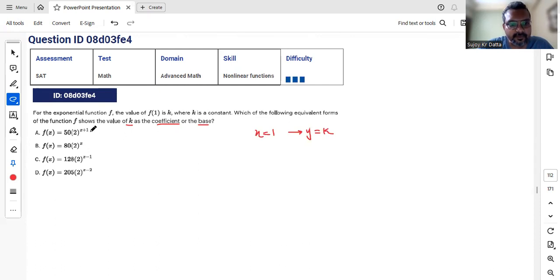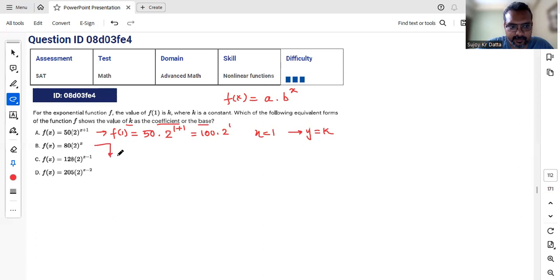Okay. So they're asking which of the following forms of the function shows the value of k as the coefficient or the base. So if I were to plug in x as 1 here, I'm going to get f(1) is 50 times 2 to the power 1 plus 1. That means I have to take out a 2 and write it as 100 times 2 to the power 1, right? Because the exponential form of the equation f(x) is usually what? I mean, how do you write? A times something to the power x, right? Not x plus 1 or x plus 2 and stuff. So then this does not show. So this is not the right answer.